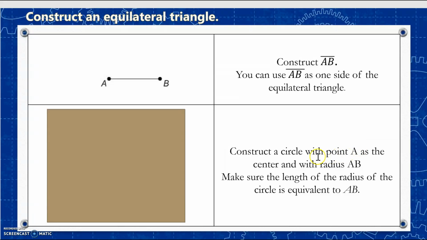Next step is to construct a circle with the point A as the center and a radius AB. Place the point of your compass at A. Open your compass to the width of AB. And then you're going to draw a circle. And it will look something like this.